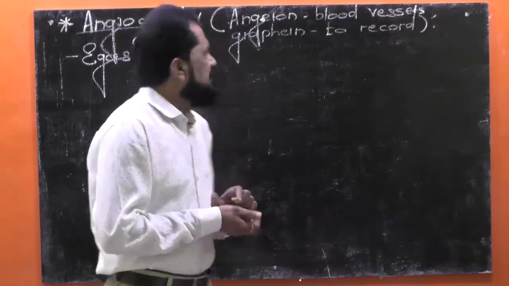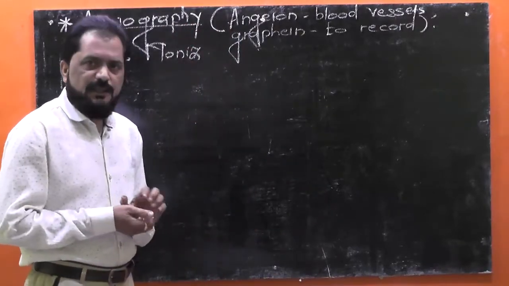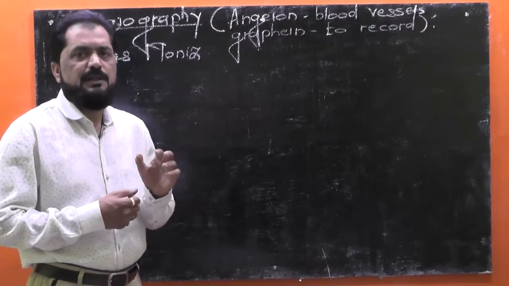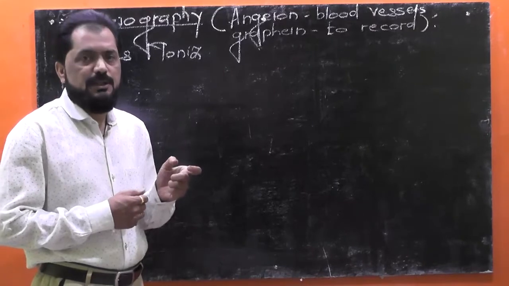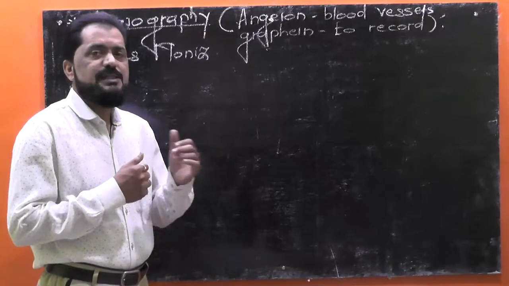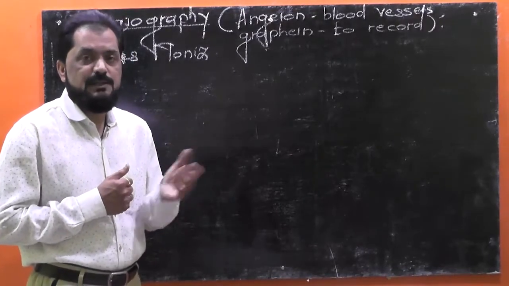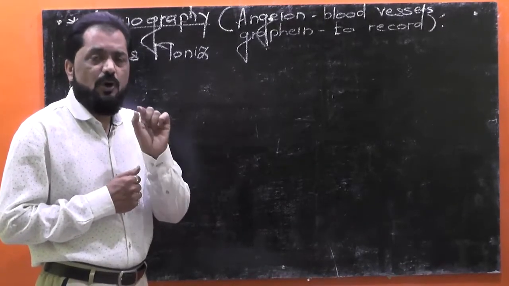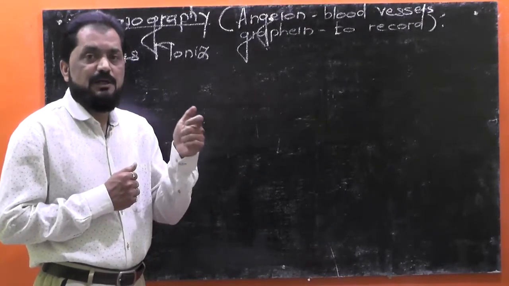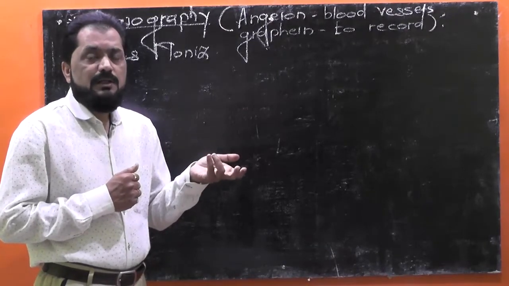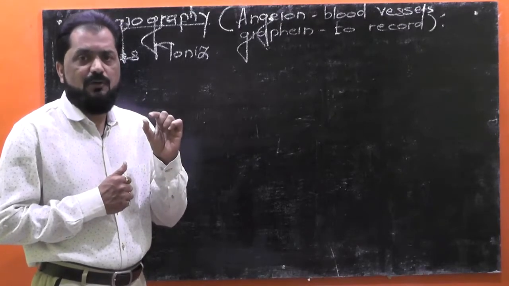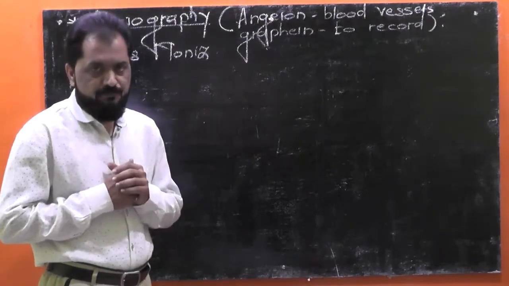Now, I said that angiography is a technique used to study the flow of blood through the blood vessels. Means through this technique one can understand whether there is any obstruction in the blood vessel, any blockage in the artery, or it helps to study the size of the diameter of the lumen of that artery.